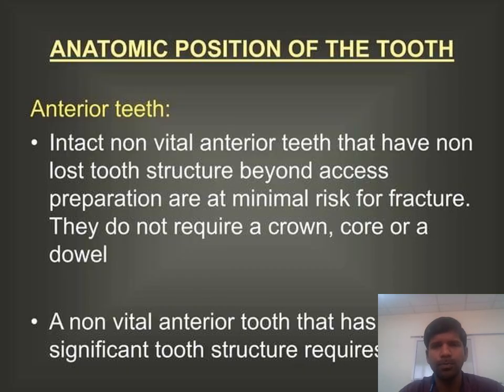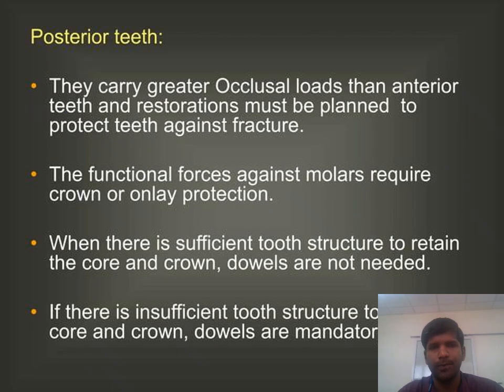Coming to the anatomical position of the tooth, coming to anterior teeth, intact non-vital anterior teeth that have not lost tooth structure beyond axis preparation are at minimal risk for fracture. They do not require a crown, core, or a dowel. A non-vital anterior tooth with significant tooth structure loss requires a crown.